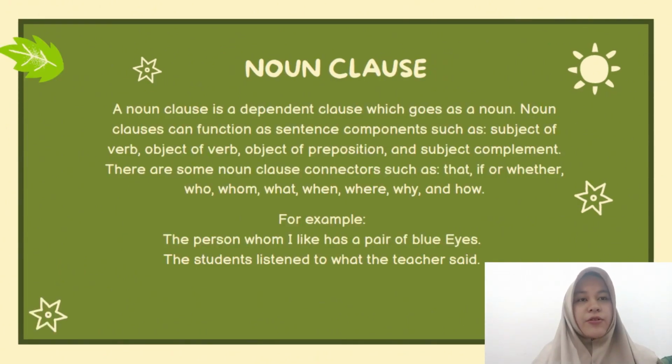And then, noun clause. A noun clause is a dependent clause which functions as a noun. A noun clause can function as a sentence component, such as subject of a verb, object of a preposition, and subject complement. There are some noun clause connectors, such as that, if or whether, whom, who, what, when, where, why, and how. For example, a noun clause in a sentence, the person whom I like has a pair of blue eyes. And one more example is, the student listened to what the teacher said.